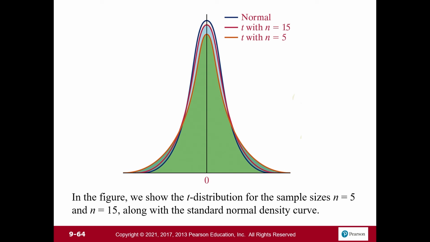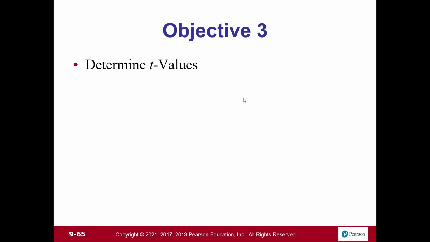So here in this figure, we show the t-distribution for the sample size n equals 5 and n equals 15, along with the standard normal density curve. This is what we have, and notice we have different shapes, different t-distributions there.